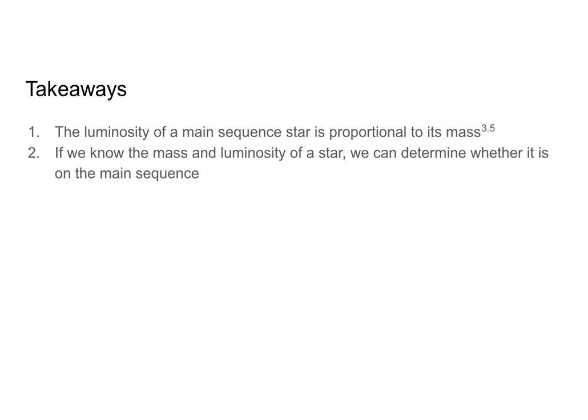So let's go ahead and talk takeaways. First of all, the luminosity, L, of a main sequence star is proportional to its mass to the 3.5. If we know the luminosity and mass of a star, we can determine whether it is on the main sequence by using that relationship. So there you have it, guys. You have learned all about the main sequence of our HR diagram, our stars fusing hydrogen into helium.